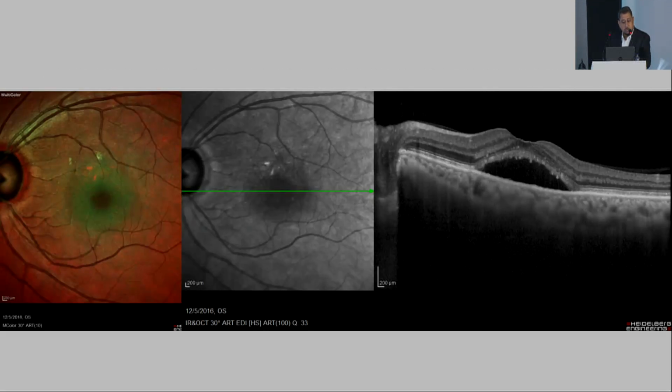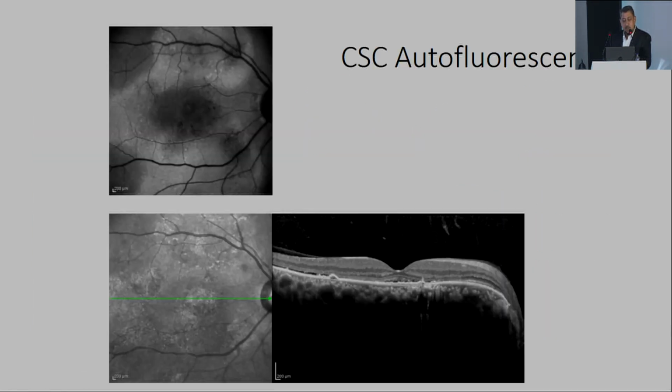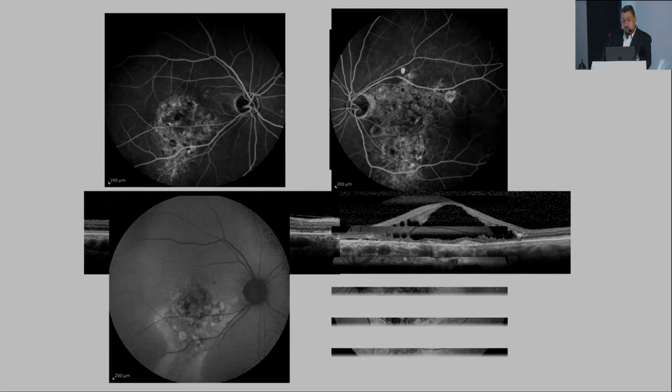Picture, you all know CSR, and this is what I like to show. You have a color photo or multicolor, and this is all it shows you. It shows you a thickened vessel here, it shows you SRF here, it shows you a possible PED here. So all the information you require is available in this multimodal diagnostic tool. And again, autofluorescence is a method to identify different pictures. I just like to show you one thing.